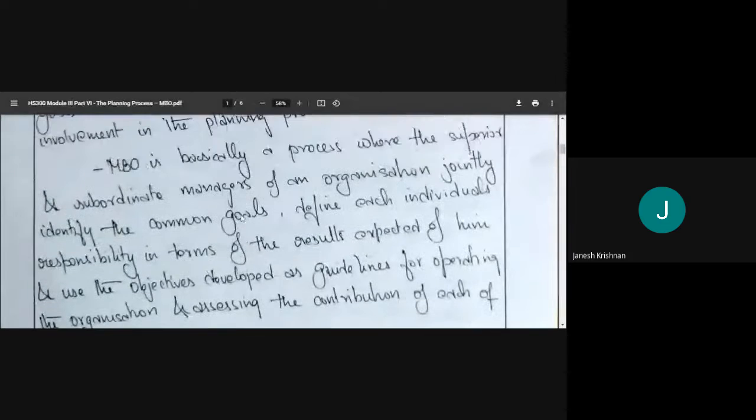Okay, so what happens in MBO? MBO is basically a process where the superior and subordinate managers of an organization jointly identify the common goals. As you said, we are going to produce 100 pens, right? That 100 pens is not decided by the superior. The superior and the subordinate both sit together. They talk, they discuss, and then they decide on 100 pens.